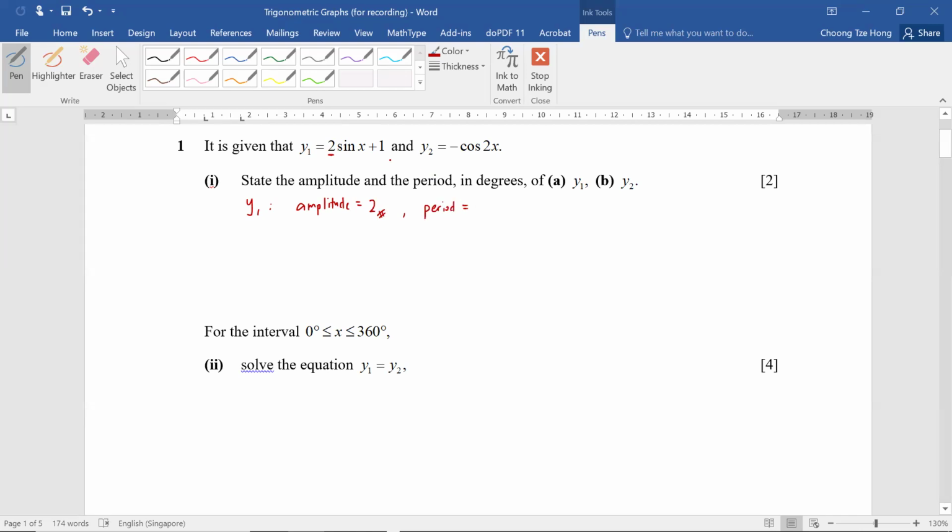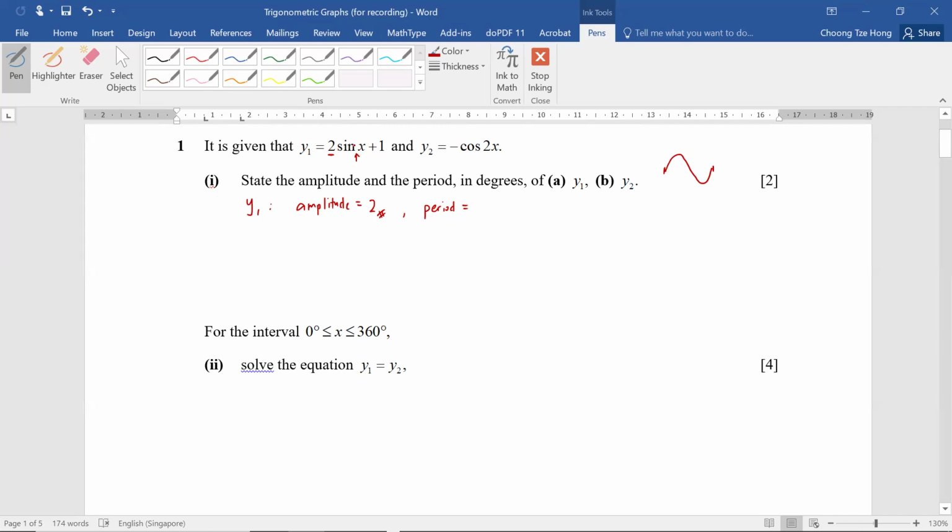If you recall, the period is the time taken for one complete wave. That means the sine graph will look something like this. What is the time frame to have one complete wave, from here to here? How do we determine the period for a trigonometric graph? It is very easy. You just look at the number in front of the x.